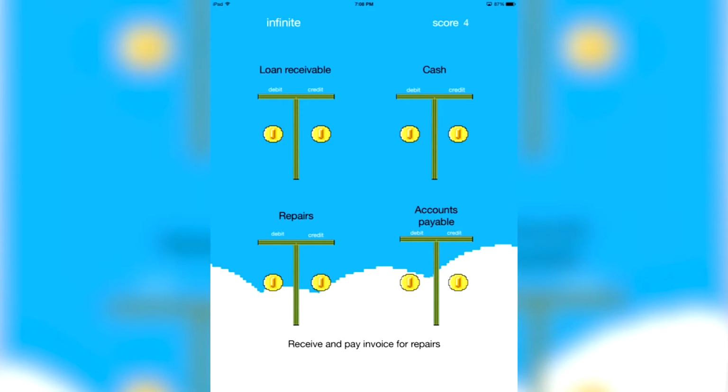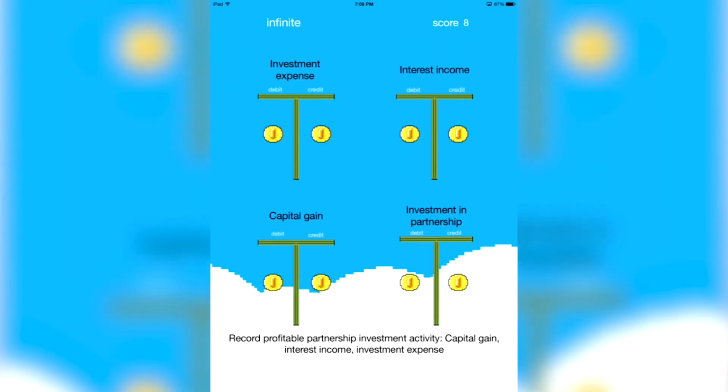Receive and pay invoice for repairs. All right, receive and pay. This is not so difficult as a compounded entry, but it's more like 2 entries in one. So think about what's happening here. Receive the invoice. I know repairs expense, invoice. Okay, now I also know that we're paying. Cash goes down with a credit, and now we have accounts payable to get rid of. 4 transactions.